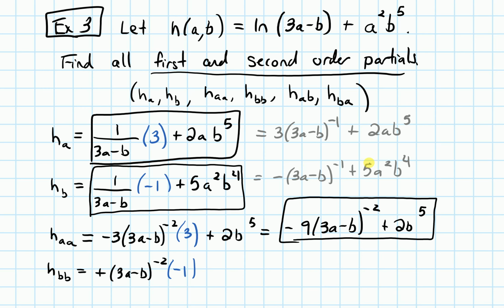And the partial derivative of the next term with respect to b, I treat 5a squared as a constant. The 4 is going to come down, it'll multiply the 5, and I'll get 20, so plus 20a squared b cubed. All right, and that is this second order partial derivative.